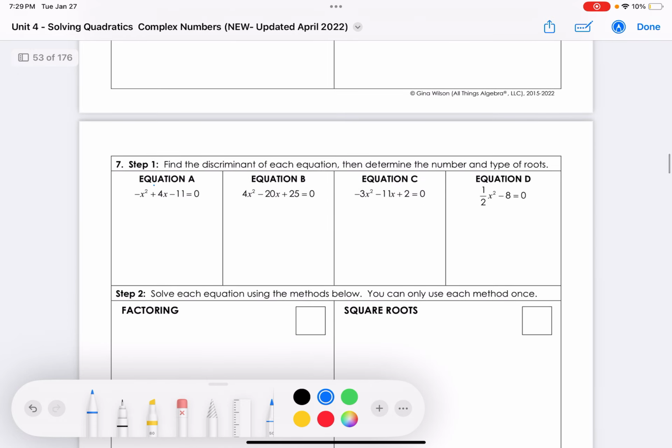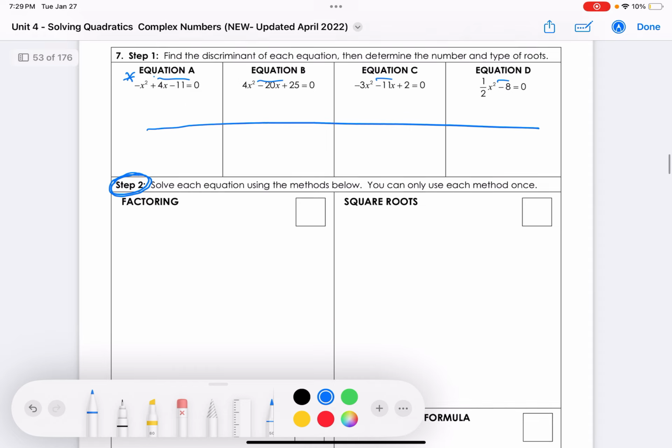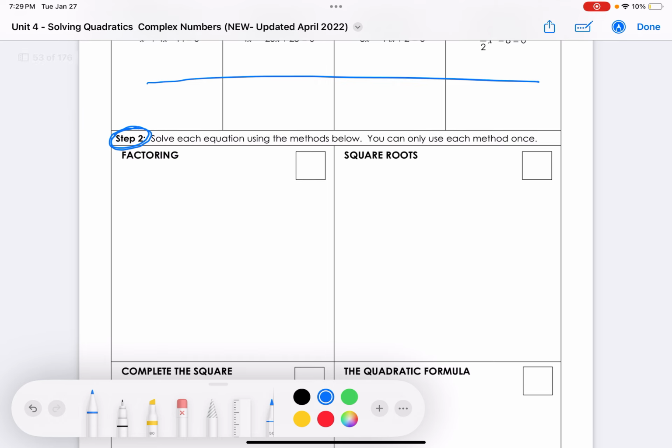And then on the back of your assignment, we are going to skip number 7 for now. Again, don't cross it out because we'll need it later. Step 1 is what we're going to skip. We are going to do step 2. Step 2 is asking us about these 4 equations, A, B, C, and D, in step 1. It says, solve each equation using the methods below. You can only use each method once.